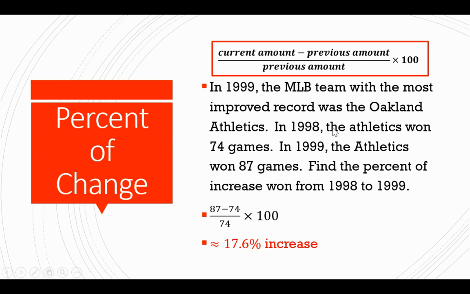In 1998, the Athletics won 74 games. In 1999, the Athletics won 87 games. Find the percent of increase won from 1998 to 1999. Well, you're taking the number that you have, 87, minus the number you had, 74, divided by the number you had, 74, and you multiply that by 100.